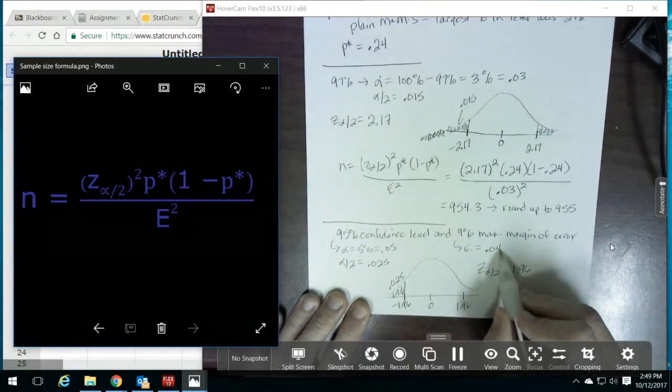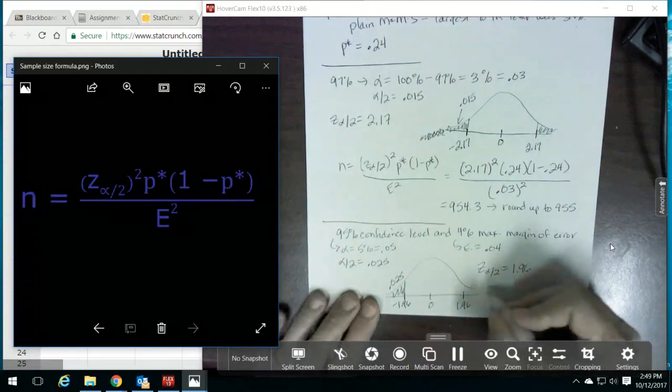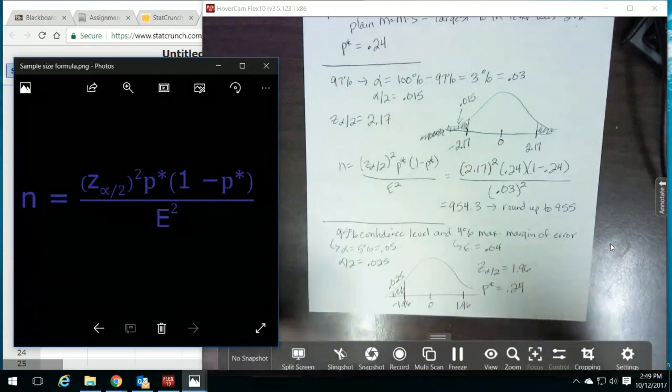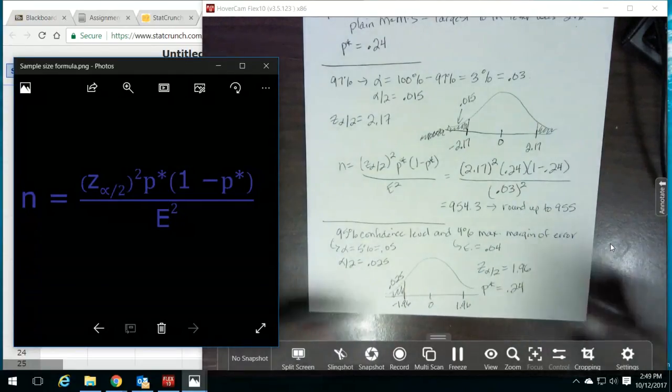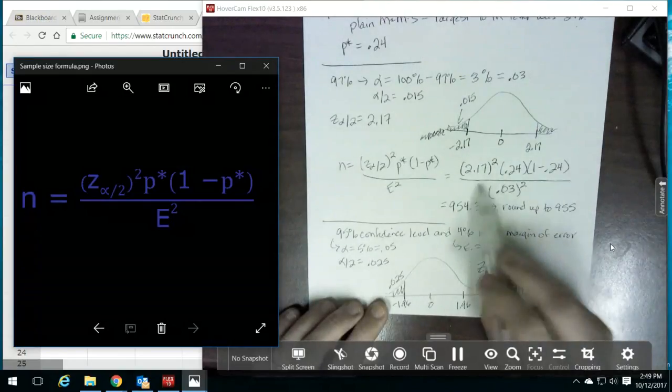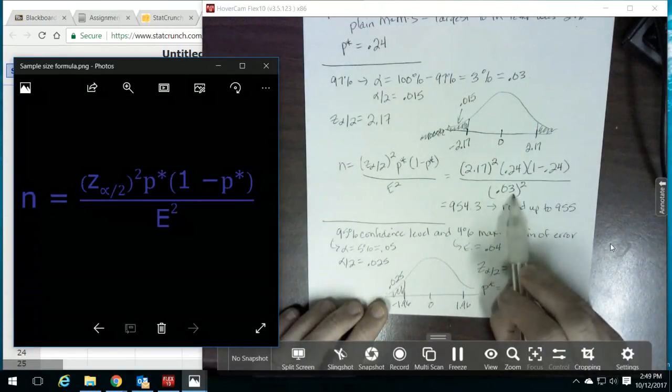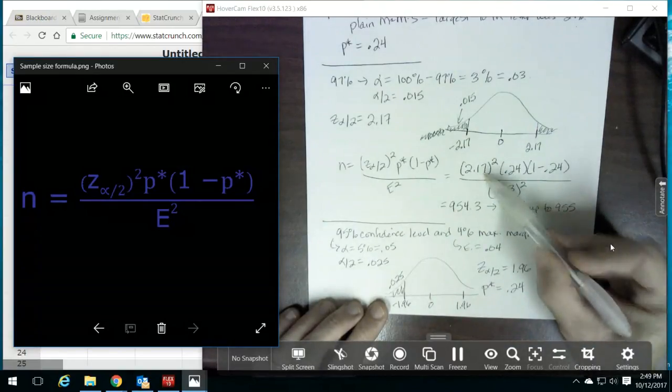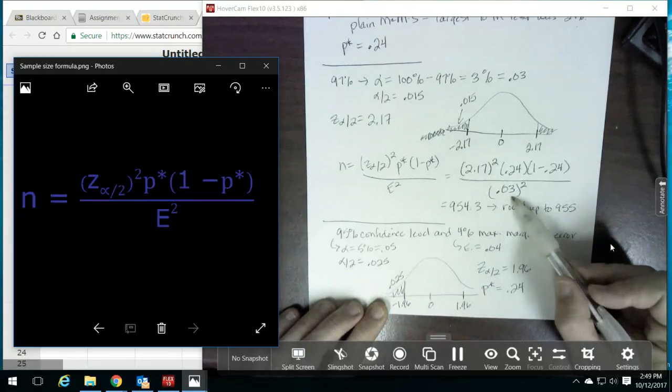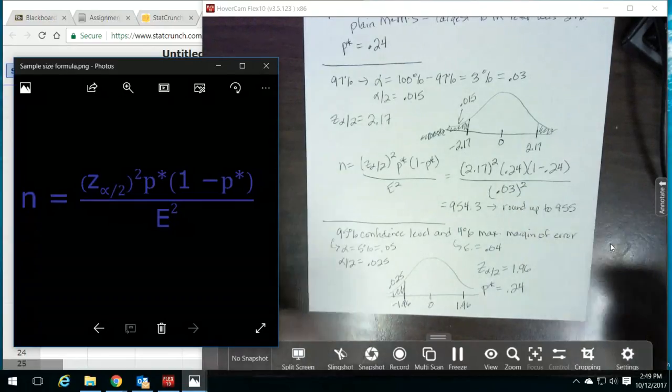My E is 0.04. I'm still using 0.24 for the prior estimate. Okay, so I'm going back to this formula and changing these two things. I'm changing this to a 1.96 and I'm changing this to a 0.04.